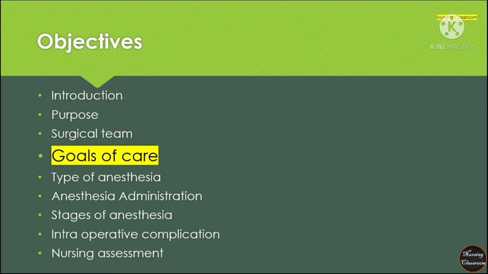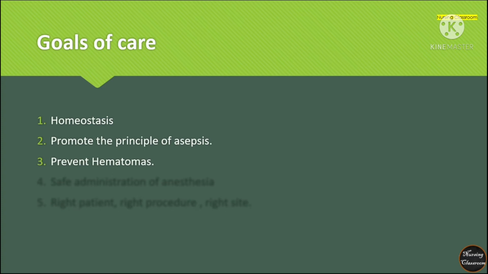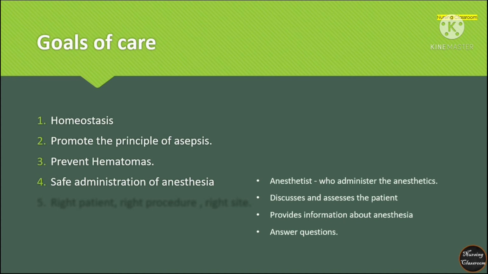Next comes the goals of care. Just a few minutes ago, we have seen most of the items in the purpose. The goals are almost the same as we discussed in the purpose. Homeostasis, promote the principles of asepsis, prevent hematomas. Another goal is safe administration of anesthesia. While the anesthesiologist is a physician who is specifically trained in anesthesiology, an anesthetist is a person who administers the anesthetic. The anesthetist discusses and assesses the patient prior to surgery. Before the patient enters the operating room, the anesthetist visits the patient to provide information about anesthesia and answer if the patient has any questions.